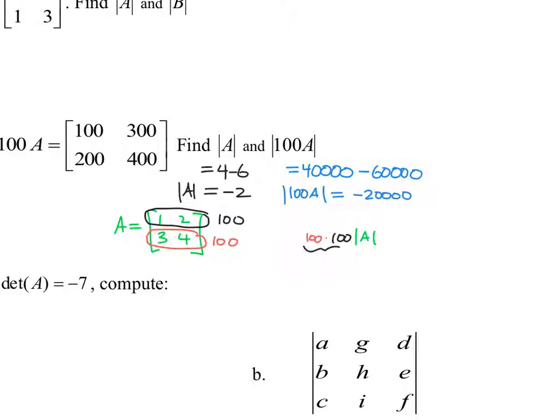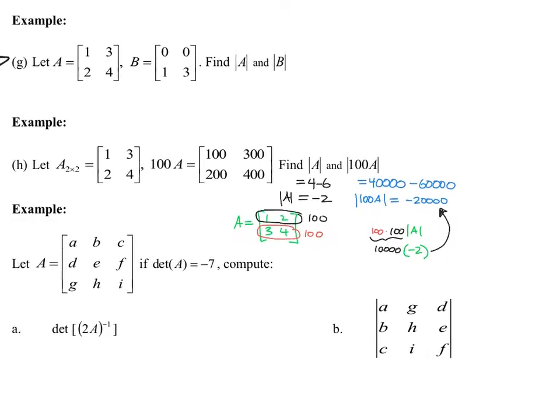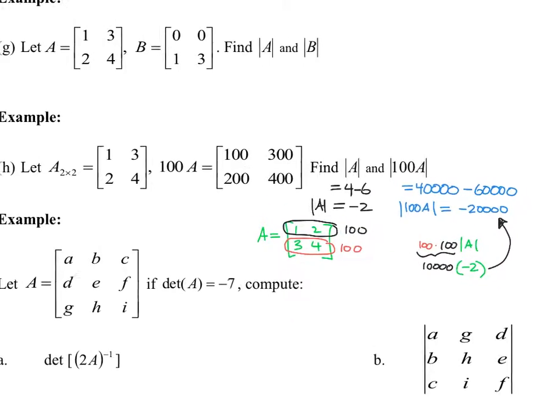So that gives me 10,000. And since we had already determined that matrix A had a determinant of negative 2, 10,000 times negative 2 would give me negative 20,000. All right. So that allows us to streamline the process.